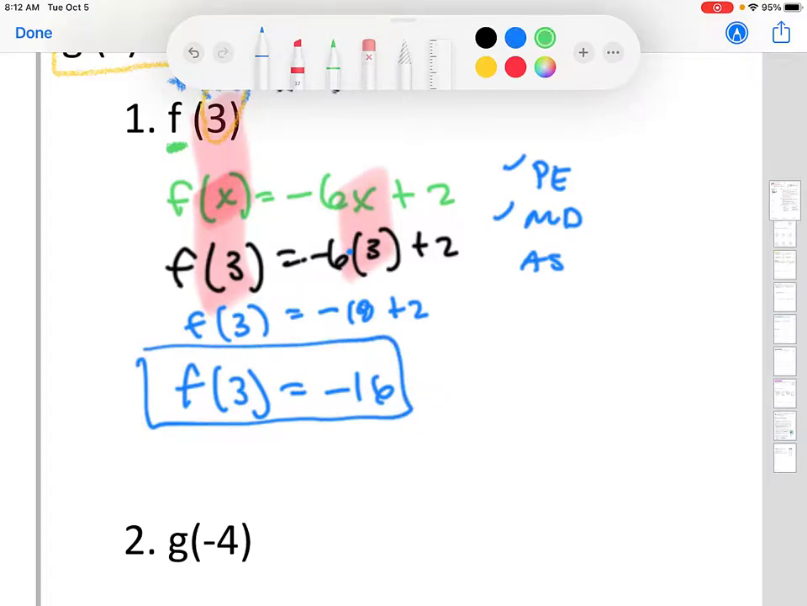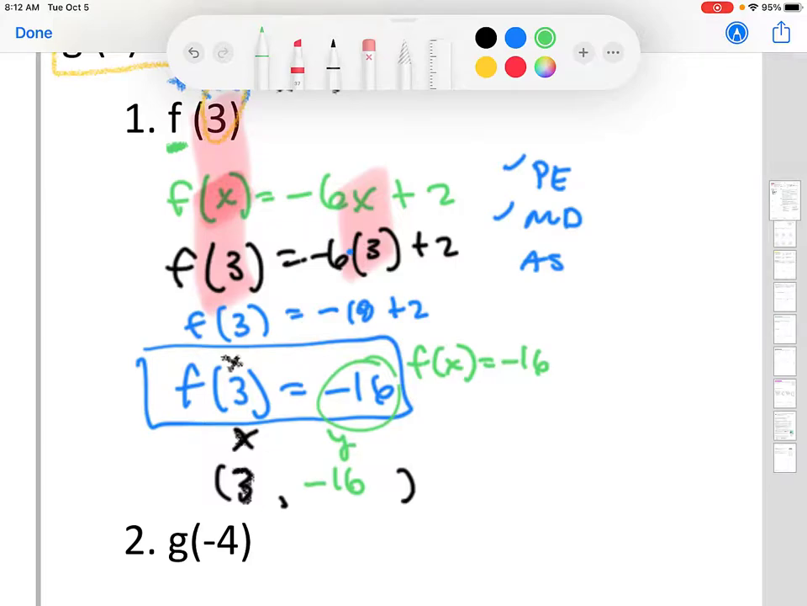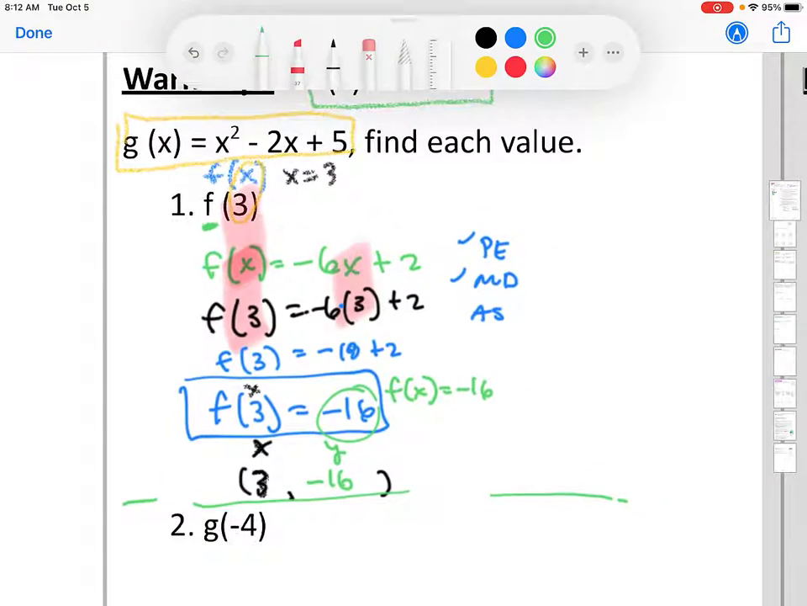Okay, so I just want to talk about how this is essentially an ordered pair. This is your x value. So x equals 3. Think of an ordered pair. And then this is basically saying f of x equals negative 16. At 3, it's negative 16. That just means your y value is negative 16. So that will be an ordered pair, and you can graph that. Okay? All right, let's go ahead and try the next one.